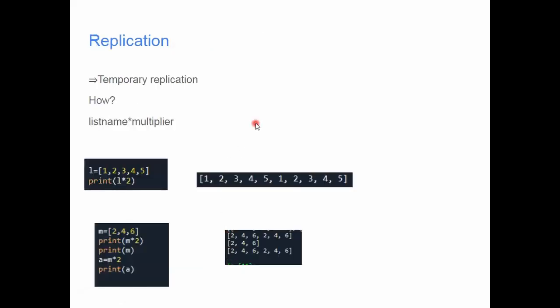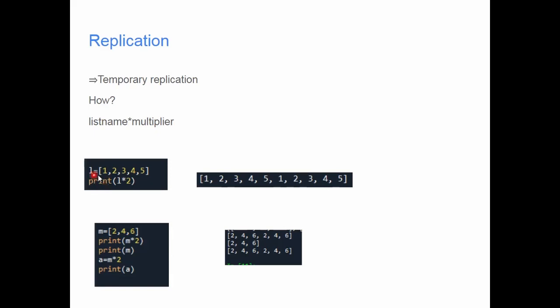Now replication means we are going to repeat something. And this replication will be temporary. It is not going to modify your original list. How we are going to do this is we are having the list name into the multiplier. Suppose we are having L and into multiplier, for example 3. So whatever the elements of the list L, if we use it with the print statement, they will be displayed 3 times.